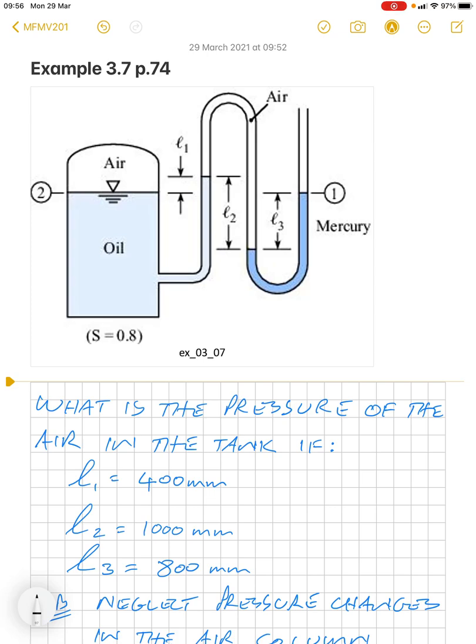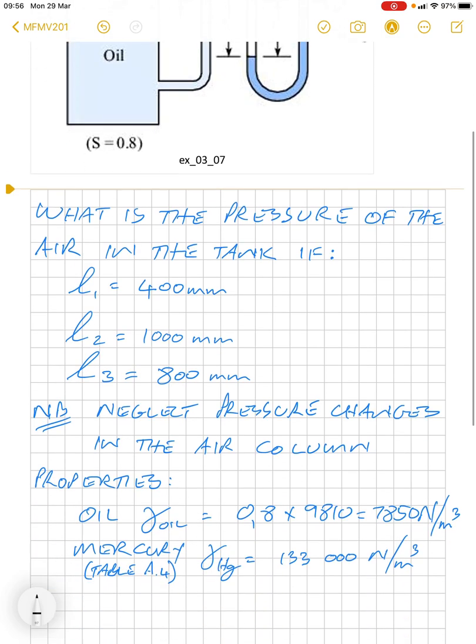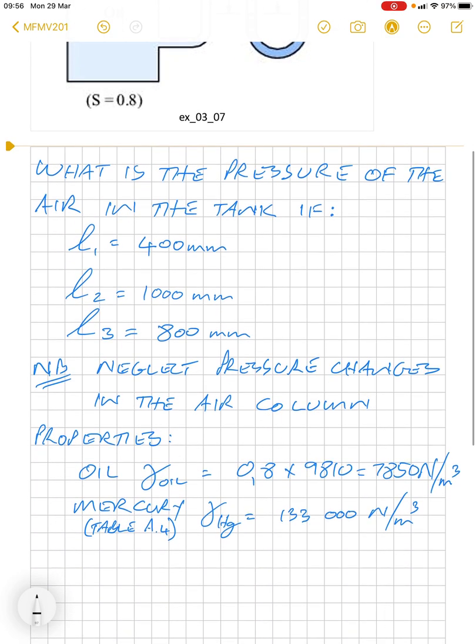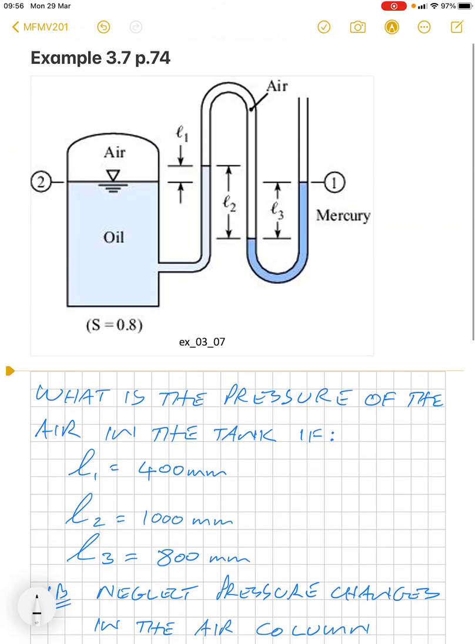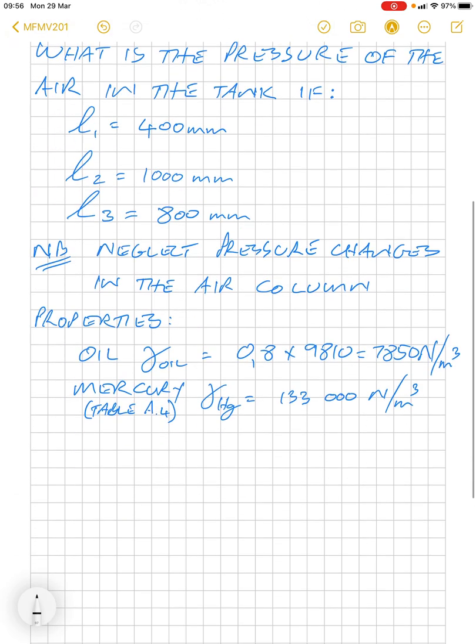We're also told in this problem to neglect the pressure changes in the column of air. So in other words, in the air in the system, we're not considering any head difference due to the weight of the air in the pipe, because it's a very short distance and the air is very light. But we are considering the change in head for the mercury and for the oil.